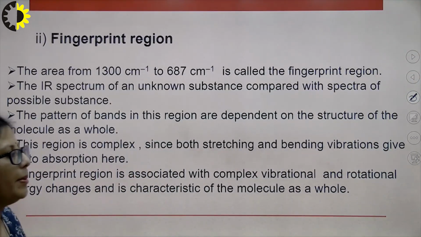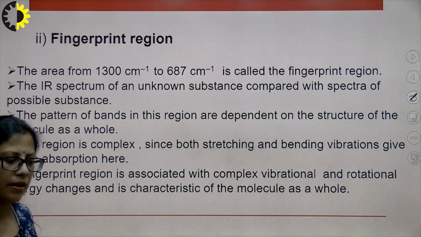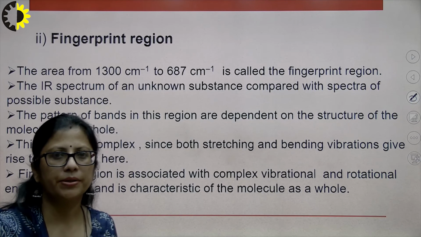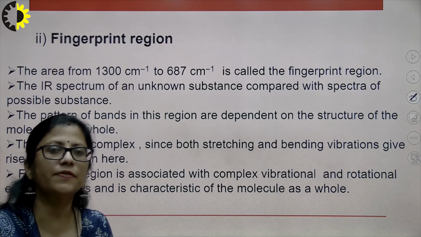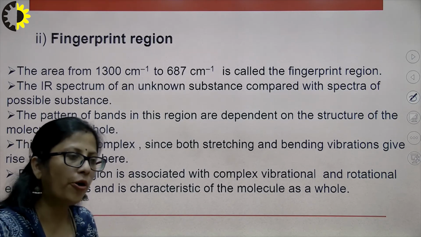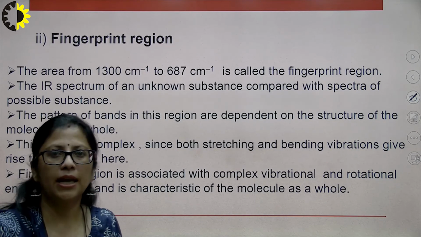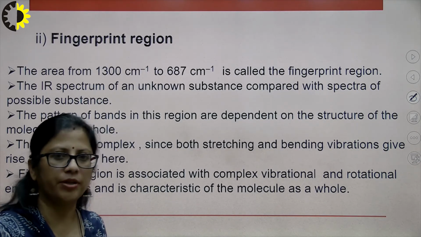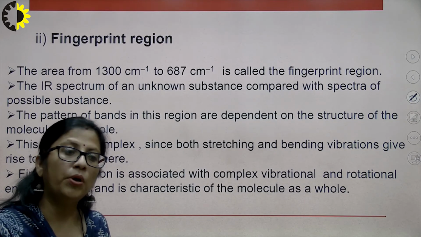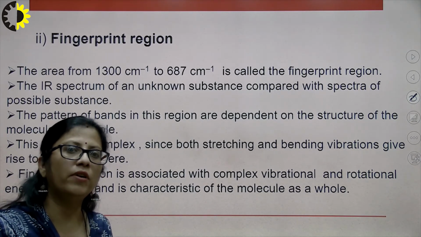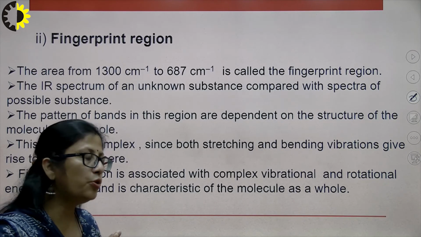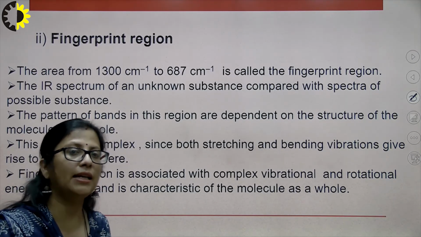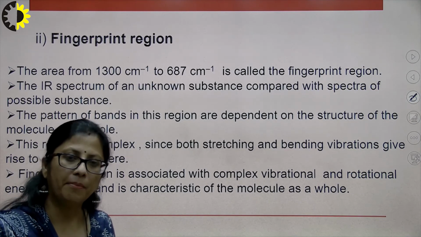Second is the fingerprint region. Now, IR is also called the fingerprint. IR spectroscopy in itself is called the fingerprint because no two molecules, except the enantiomers, can have the same IR spectra. Only the enantiomers' IR spectra will overlap with each other; otherwise, no IR spectra of any compound overlaps exactly with the other compound.